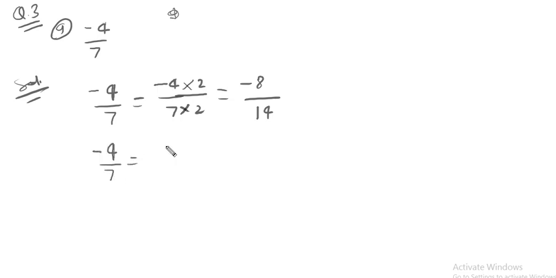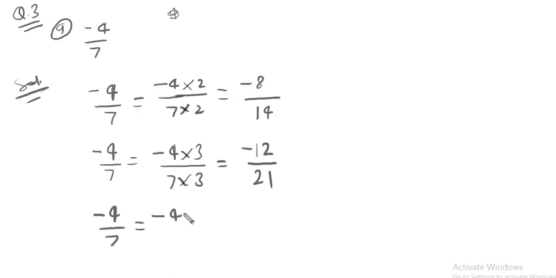Now the second one: multiply it by 3 in numerator as well as denominator. 7 into 3, so it will become 4 3s are 12, so minus 12 upon 7 3s are 21. This is your second rational number. Now minus 4 upon 7, multiply by 4. So 4 4s are minus 16 upon 7 4s are 28. Right? These three are your equivalent numbers.